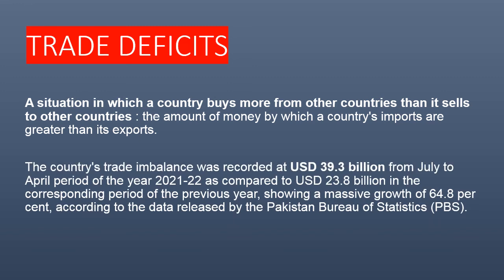The country's trade imbalance was recorded at USD 39.3 billion from July to April of the year 2021 to 22 as compared to USD 23.8 billion in the corresponding period of the previous year, showing a massive growth of 64.8% according to the data released by the Pakistan Bureau of Statistics.